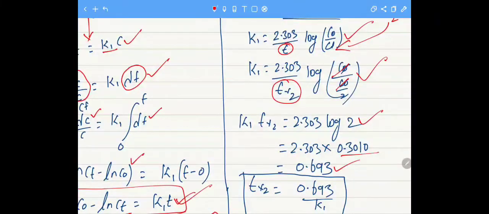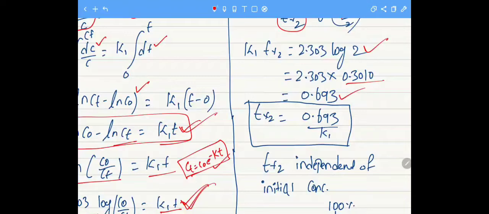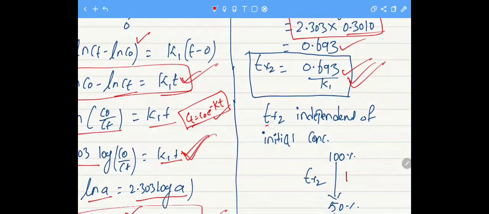So on the left hand side we have k1 and t half. Solve the equation for t half. T half is equal to 0.693 by k. If you multiply 2.303 with 0.3010, you will get 0.693. Many people ask me, sir, from where are we getting this value 0.693? This value is derived from this equation after solving for t half. Remember. What this equation tells us is that t half is independent of initial concentration.